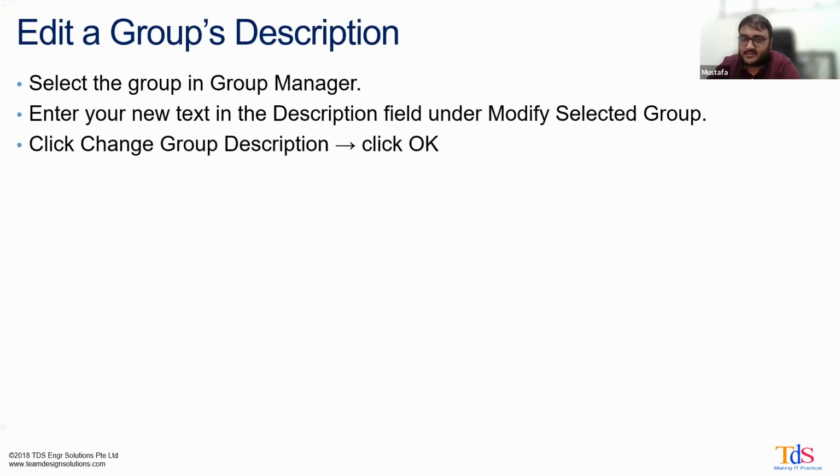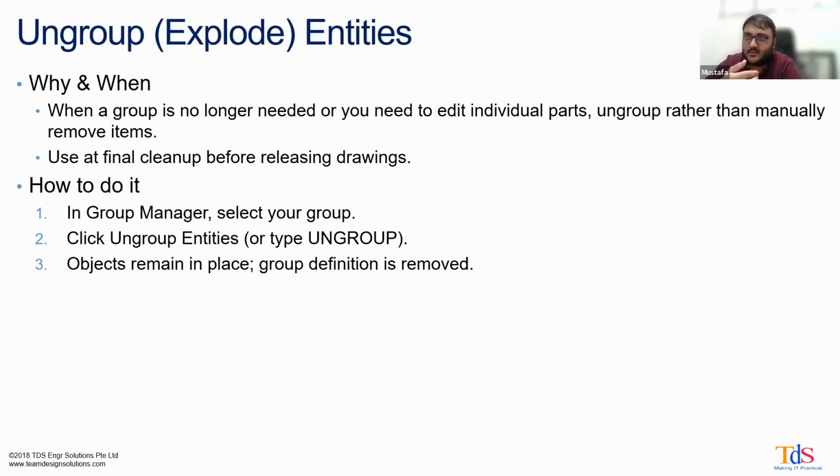So, the exact same steps: open up the group manager using the command group. Under the modify selected group panel, you can just enter the new description, click the change group description button, and then that's it. It might pop up with a dialog, it might not. Just click OK if it does, and that's about it.